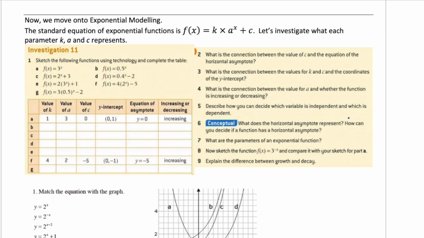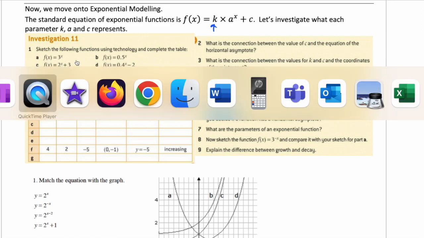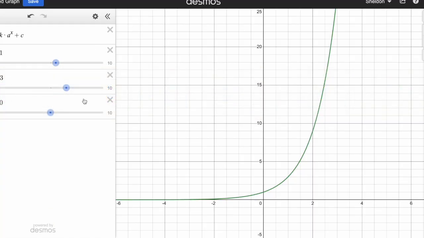Okay, we're going to look at a few exponential functions in the form k times a to the power of x plus c. In the first example, it's done for you. We have a k value of 1, since you don't see anything there, a of 3, and c of 0, because there's no plus c, so it's like a plus 0. Let's take a look at what that graph looks like.